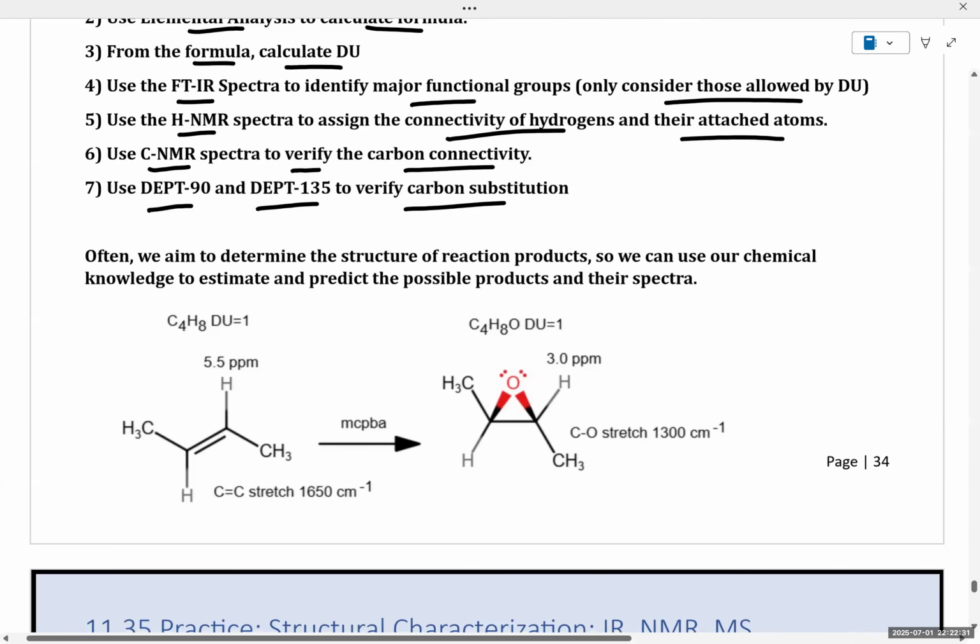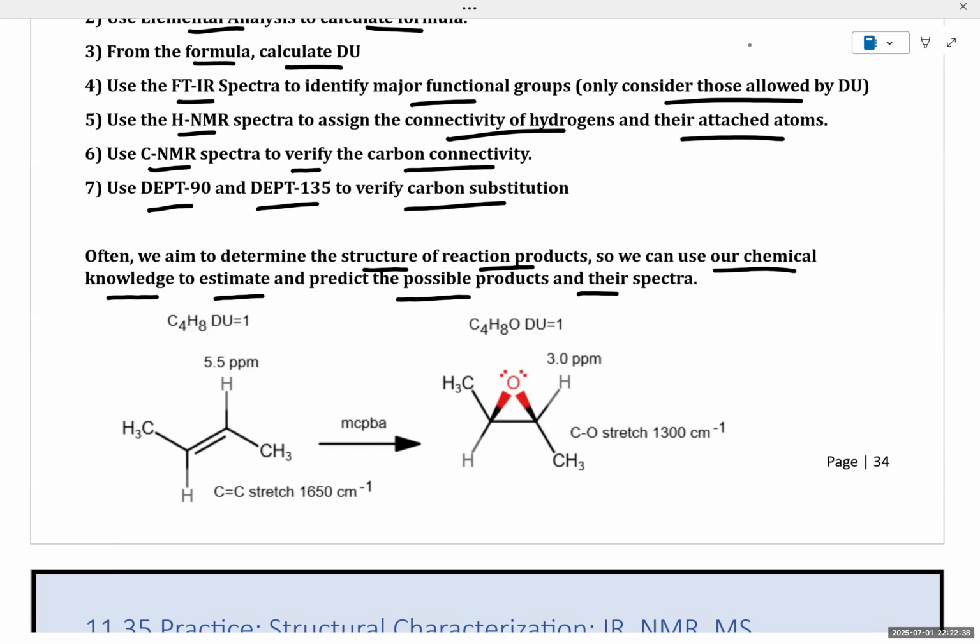It's important to note that we often aim to determine the structure of reaction products, so we can use our chemical knowledge to estimate and predict the possible products and their spectra. For example, if you're converting an alkene to an epoxide, you know that you will have an alkene proton in the reactant, while the epoxide proton will have a different chemical shift in the product. You can also note that the reactant will have a C=C double bond stretch in an IR, while the product will have a C-O single bond stretch in the IR spectra.